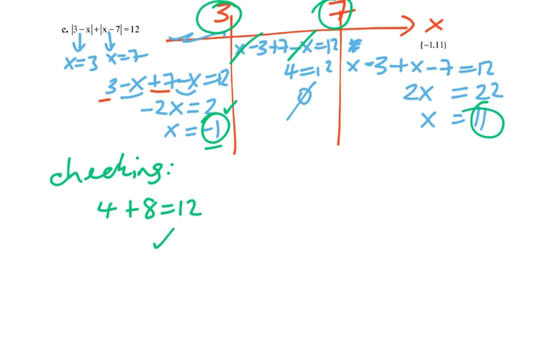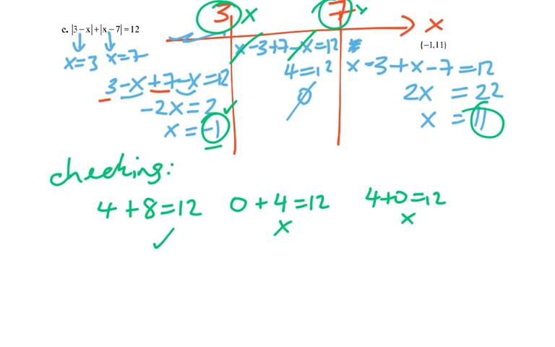For 3, that would be 0 for the first absolute value. Absolute value of minus 4 would be 4 equal to 12. Nope. For 7, 3 minus 7 would be minus 4, absolute value is 4, plus 0 is 12. No, that's not true either.